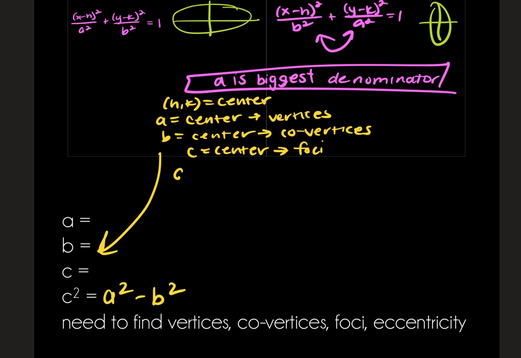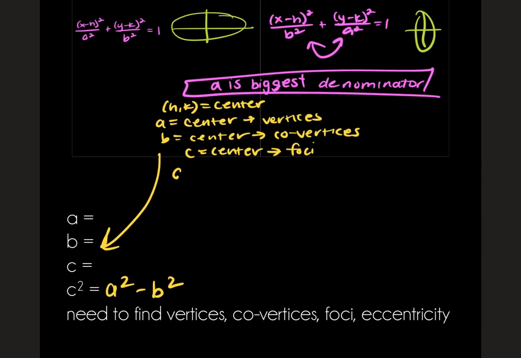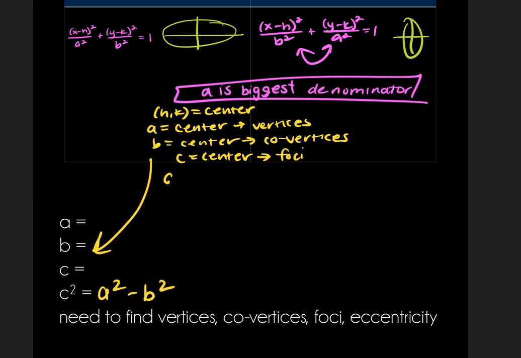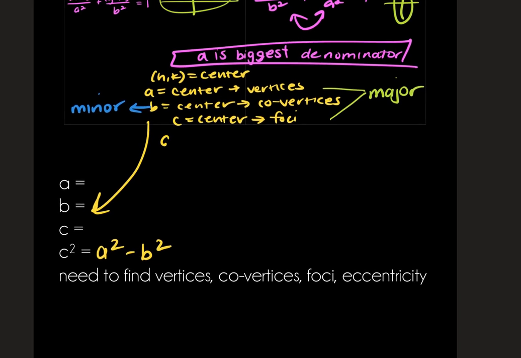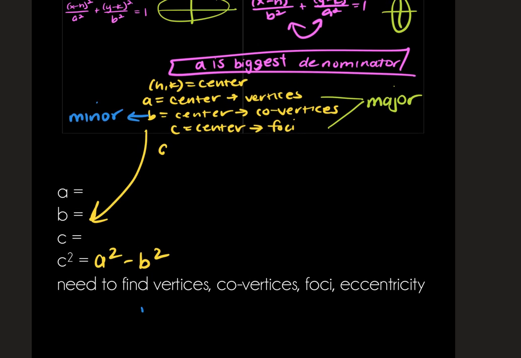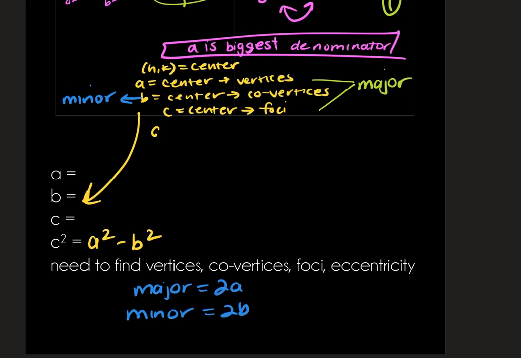Remember, it's the opposite sign of your standard form. Both the vertices and the foci happen on the major axis, and the co-vertices happen on the minor axis. Major is 2a, minor is 2b. And eccentricity is c over a. Remember, it was not on your quiz. It will be on your test. c over a for both hyperbolas and ellipses.